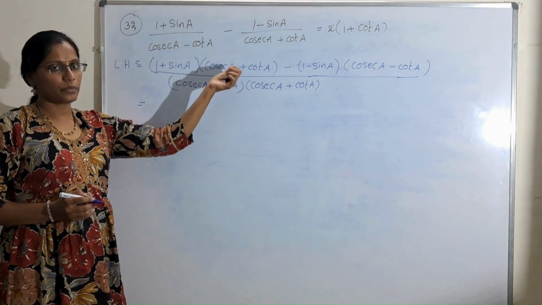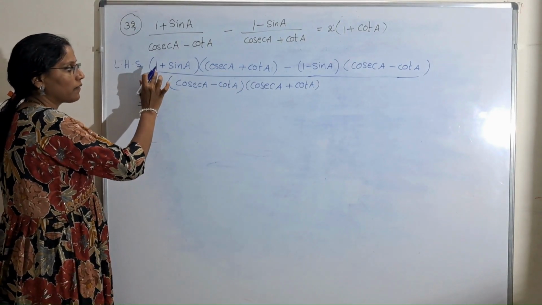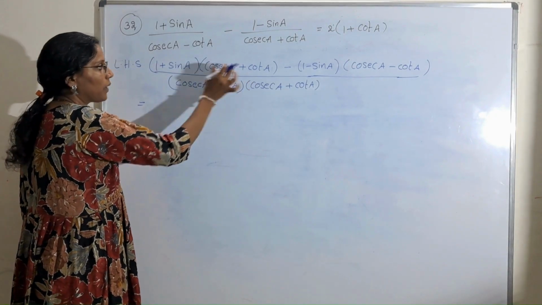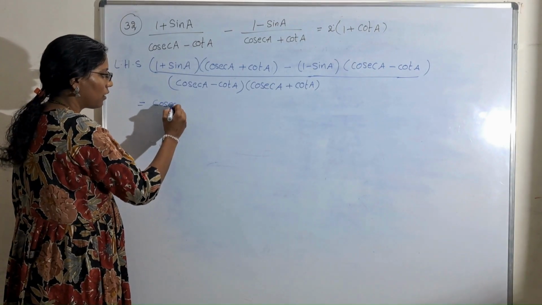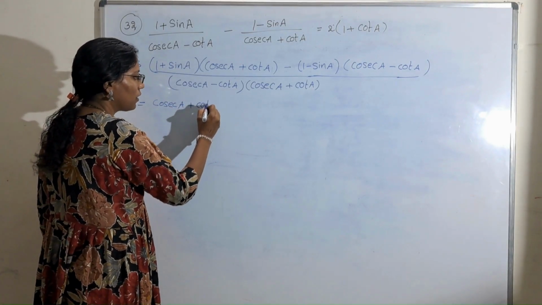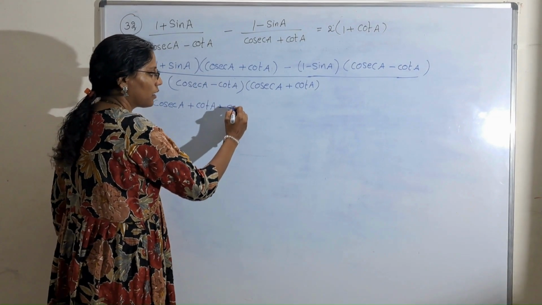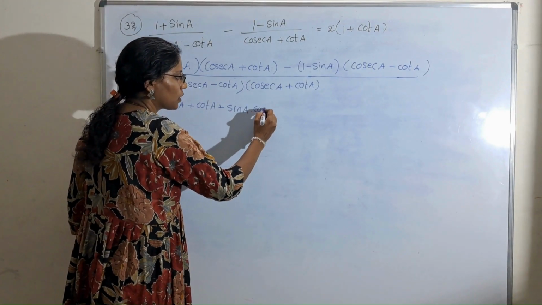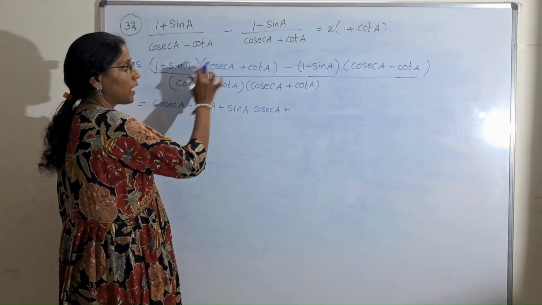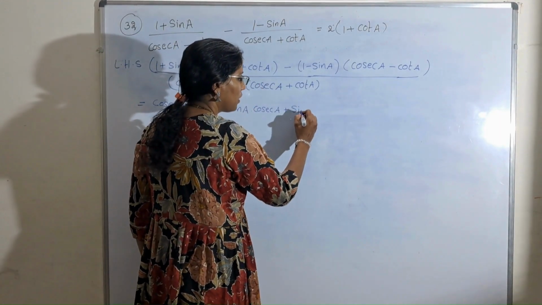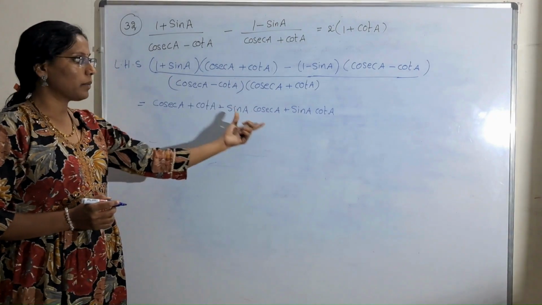These are binomial terms. We have to multiply. This bracket we have to multiply with 1 first. Next, this bracket multiply with sin A. 1 into cosecant A plus cot A, plus sin A into cosecant A, sin A into cosecant A plus sin A into cot A. This is first two bracket multiplication.